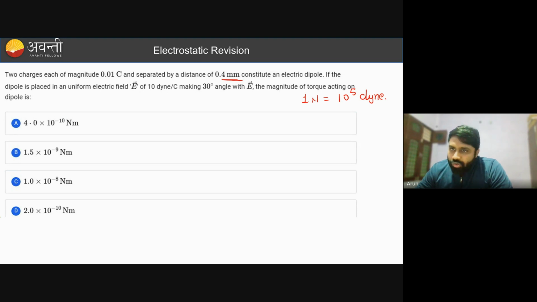So, okay, I hope you are solving it. Meanwhile, I also started solving it. Okay, and you guys please match your answer.